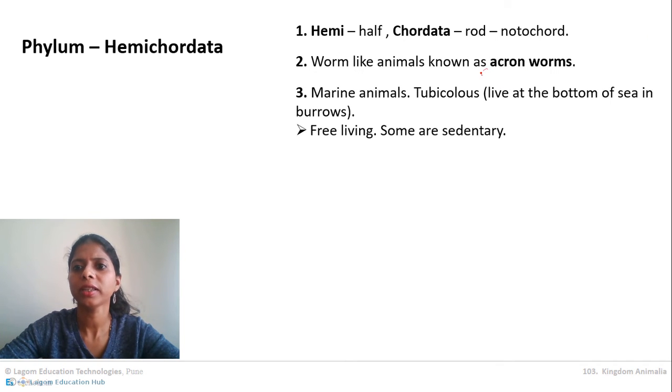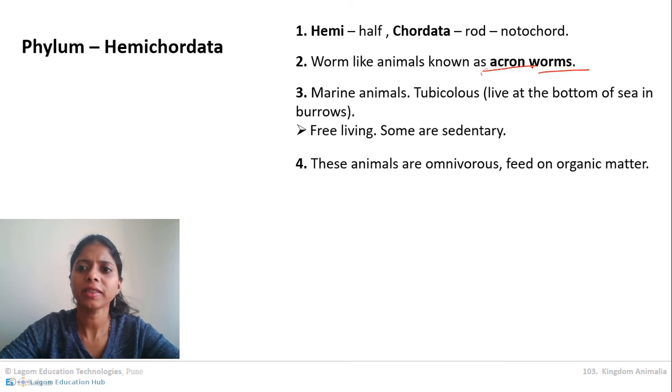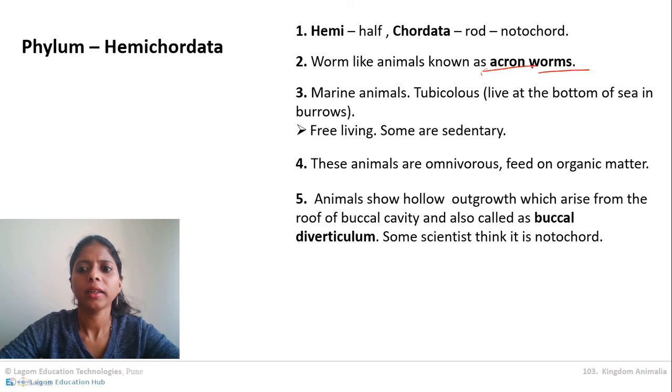I forgot to tell you this. These animals are commonly called acorn worms. Marine animals, either free living, or sedentary, and Rhabdopleura is an example of sedentary hemichordata. Then they are omnivorous, mostly filter feeders. And their buccal cavity, this is its hemichordata characteristic. Now try to understand this characteristic.